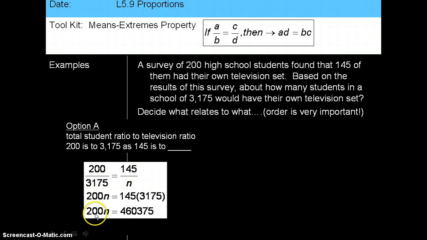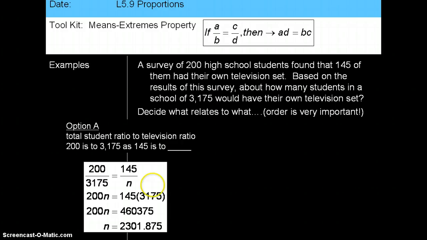After we multiply that out, we do come up with 200n equals 460,375, which is a pretty big number. Divide that by 200 to find out that n is equal to 2,301.875. Now, n here was determining the number of students that do have their own television set.